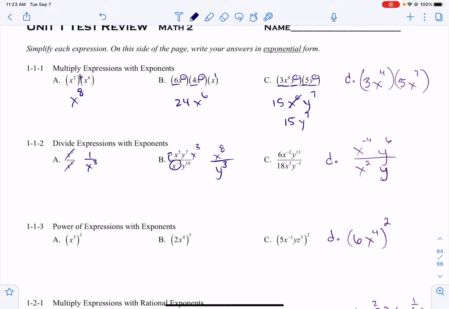Part C, 6 over 18 reduces to 1 over 3. My x to the negative 2, I can move to the bottom and combine with that x to the 3rd, and that becomes x to the 5th. And the y to the negative 1 can move to the top, and I end up with y to the 12th on top when I combine it with my other y.